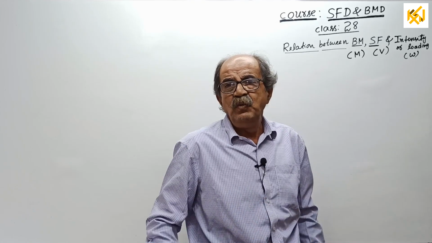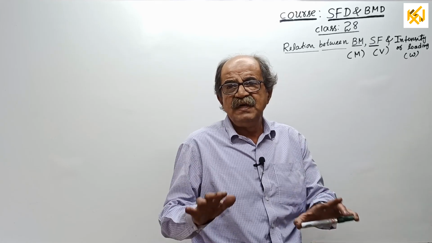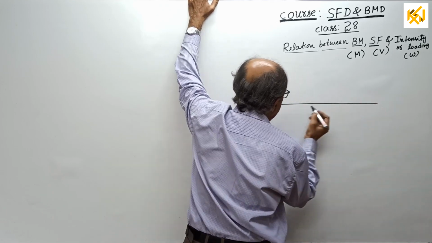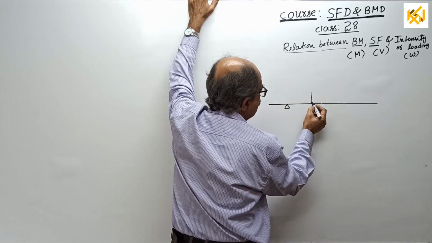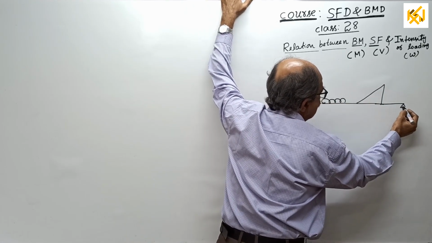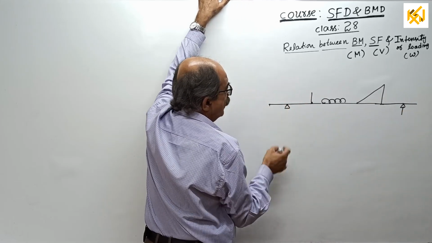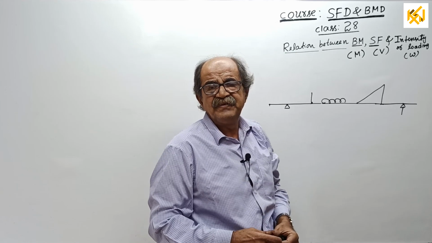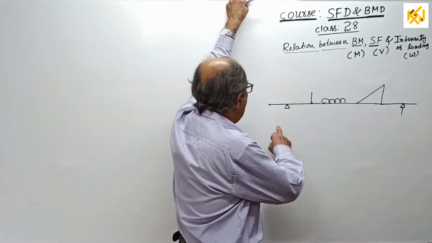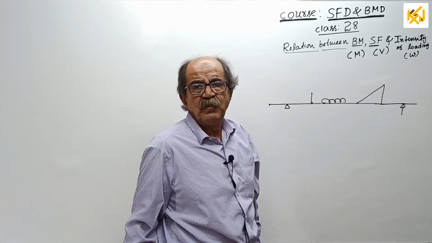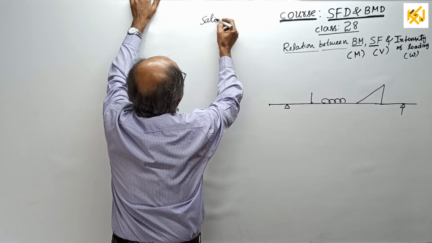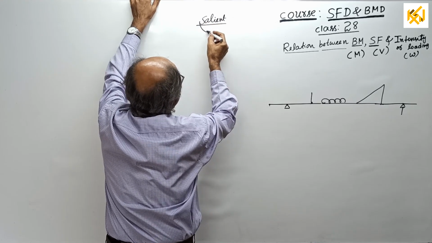See, when you plot SFD or BMD, the rule is this. I will put a rough beam here. Now, what we require are the ordinates of the shearing force and bending moment at all the salient points, which I refer to as standard points. Usually people call them salient points, but I prefer the word standard point.